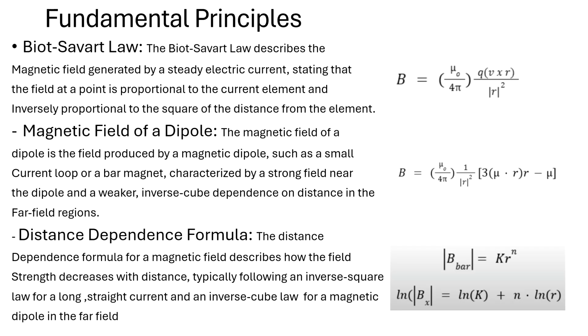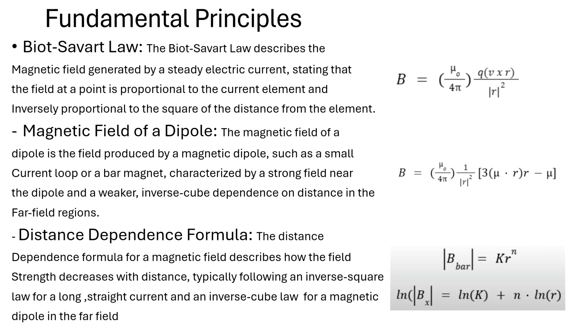So we have the Biot-Savart law. The law describes that the magnetic field is generated by a steady electric current, stating that the field at a point is proportional to the current element and inversely proportional to the square of the distance from the element. On the right, we have what the law is drawn out.